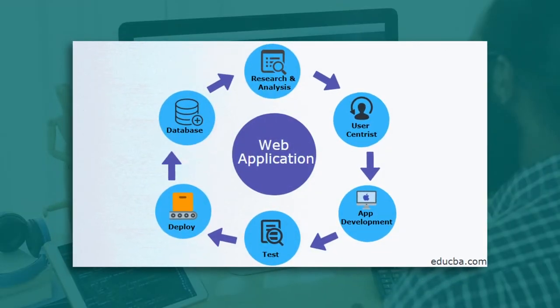The CVV number you put in a static manner, and it redirects the website to the third portal, which is the banking portal, and the bank asks for the one-time password. So it is somewhat more secure as compared to that. So authentication and security are going to play a very important role. And if you talk about a web application, it starts with research and analysis, then user centricity, then app development, then test, then deploy, then database. So a web application takes into consideration these 3 to 6 channels.